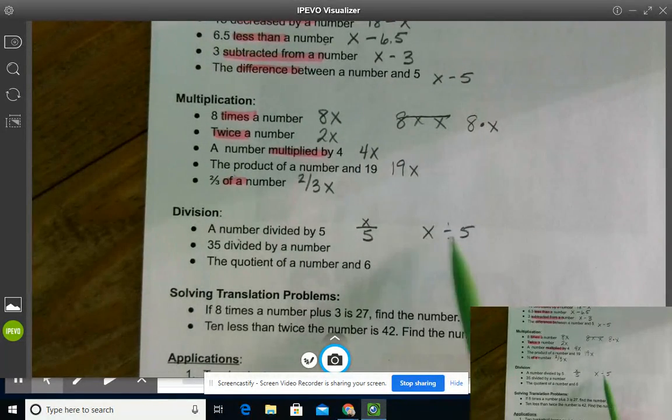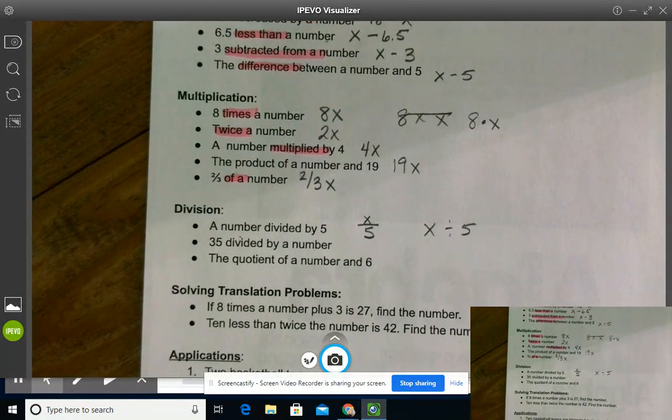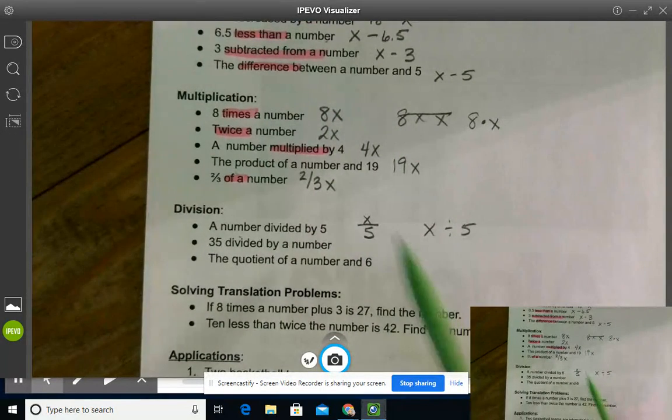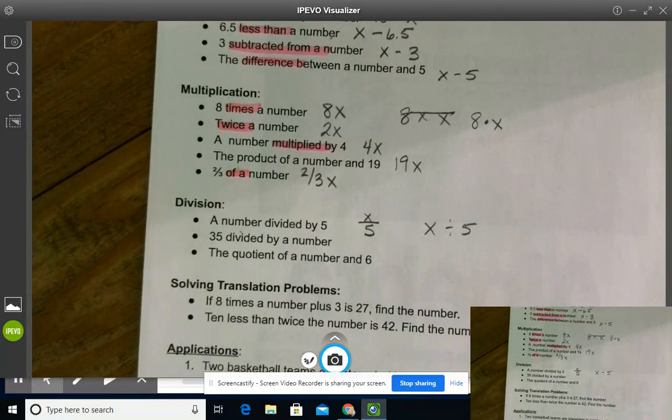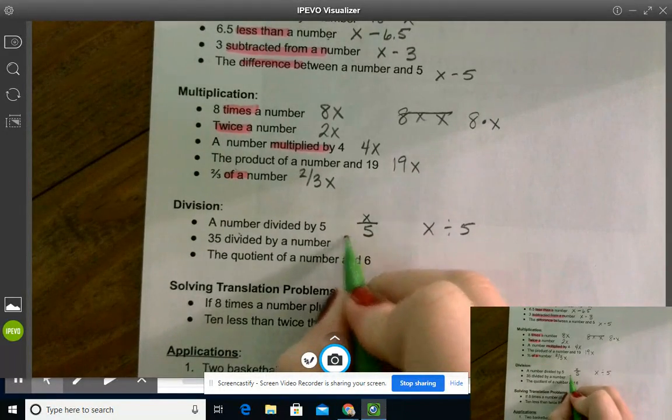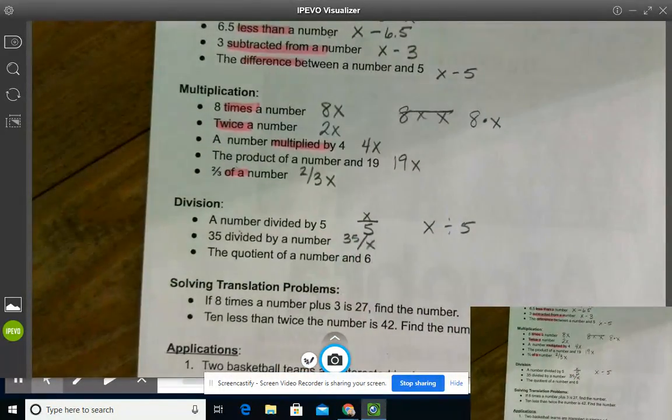It doesn't make this one incorrect. It wouldn't be incorrect in solving equations. It's just easier to look at in terms of solving for you guys if you use them as ratios. So 35 divided by a number, so 35 divided by x.